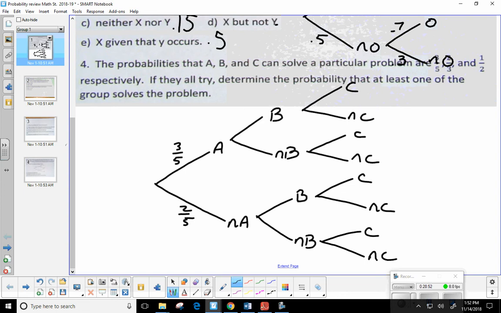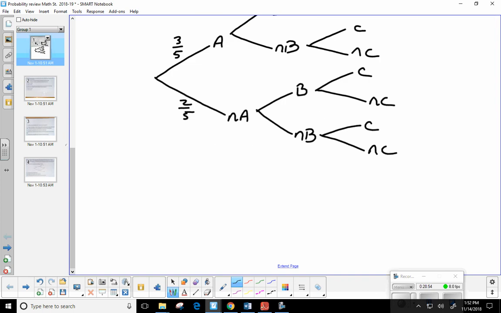So what I did, instead of going through the whole diagram, I found the probability of none of them solving it. And then I subtracted that from 1.